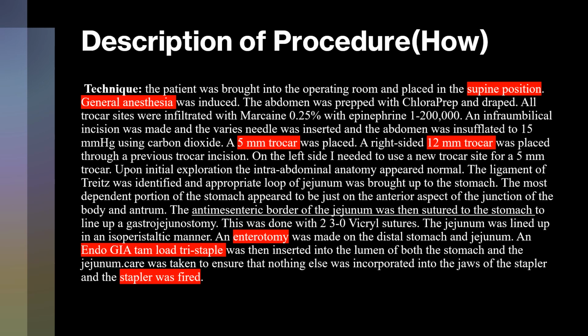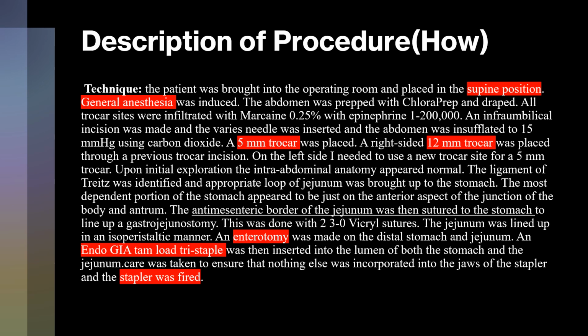Then if we move to the left side, the surgeon again used a 5mm trocar. Upon initial exploration of the intra-abdominal anatomy, it did appear normal. The ligament of Treitz was identified, and an appropriate loop of jejunum was brought up to the stomach. The most dependent portion of the stomach appeared to be just on the anterior aspect of the junction of the body and antrum. And this is where your medical anatomy is very important.